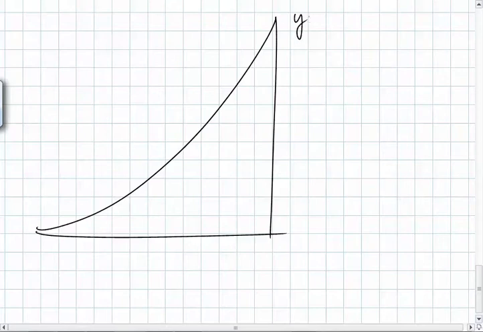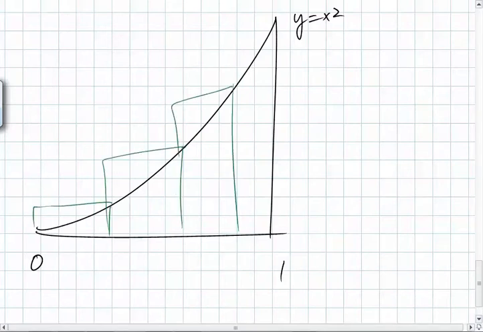So this is y equals x squared from 0 to 1. And how did you initially estimate that area? Draw a bunch of rectangles, right? You drew first rectangle, you drew a second rectangle, drew a third. Generally speaking, it was easier to use rectangles that have the same width. Just makes the math a little easier.